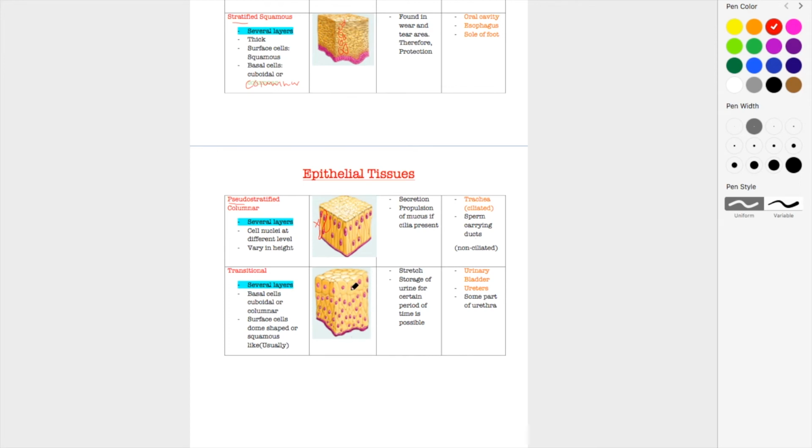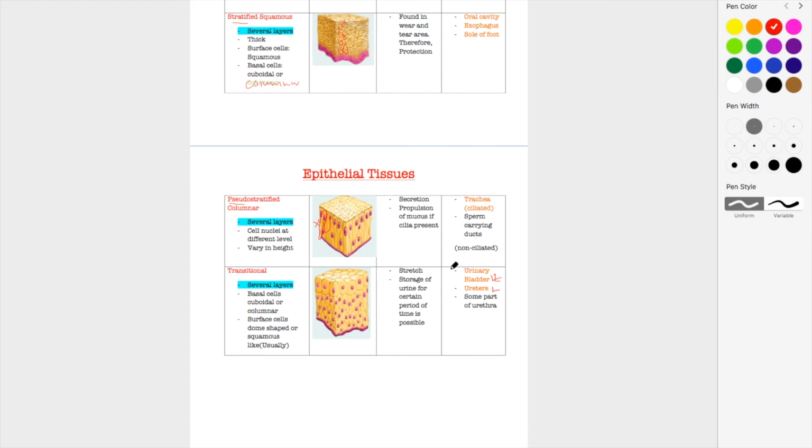Their main function is to stretch, and the storage of urine for a certain period of time is possible. So their main function is mainly to store the urine by stretching the urinary bladder, because it is present in the urinary bladder, ureter, and some part of the urethra. Only some part. So urinary bladder, 100% you can have transitional epithelium.